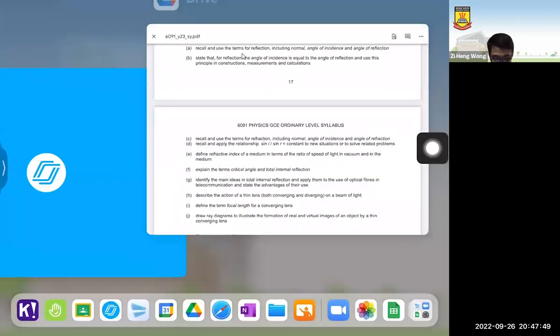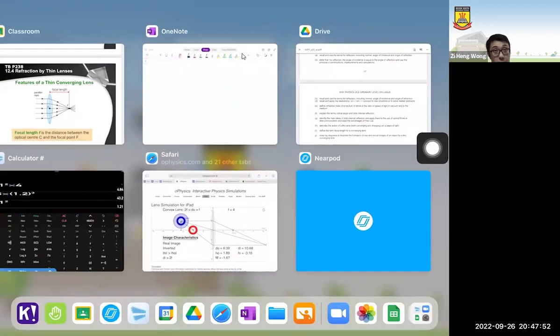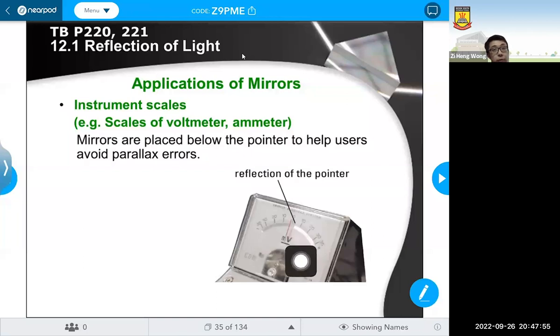Then there's another example, how your voltmeter or ammeter can use a piece of mirror to help you prevent parallax error. If your eye is not directly perpendicular to this needle, you'll be able to see the reflection over here, because there's a piece of mirror directly underneath the scale. If you can see a reflection, it means your eye is not perpendicular. If it's perpendicular, the object itself should block the image, so you cannot see the reflection. Next year when you do electricity experiments, make sure you don't see the reflection.